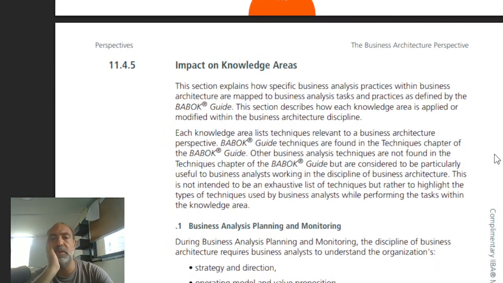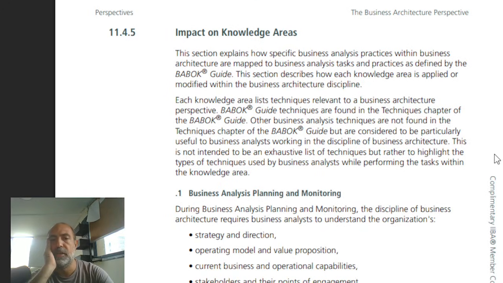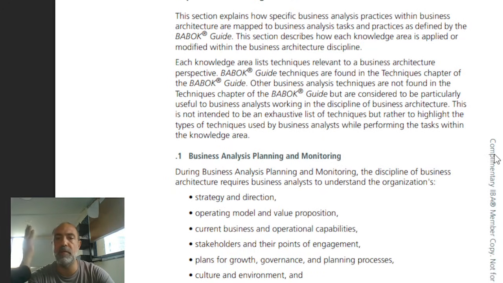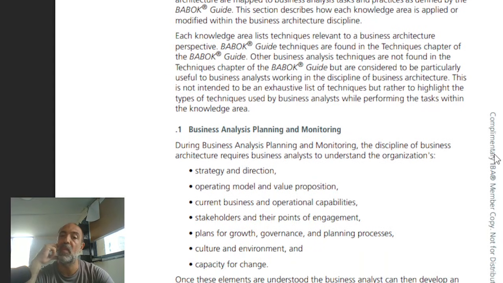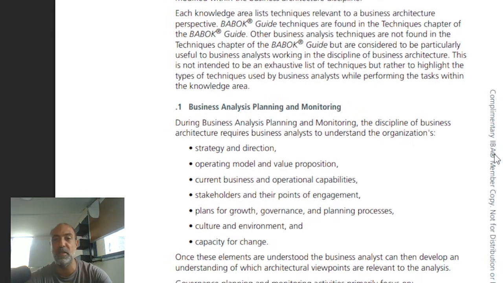Impact on knowledge areas explains the specific business analysis practices within business architecture. Each knowledge area lists techniques relevant to the business architecture, and they are considered particularly useful to business analysts working with the discipline of business architecture. This is not intended to be an exhaustive list of techniques, but rather to highlight the type of techniques used by business analysts while performing the tasks within the knowledge area.